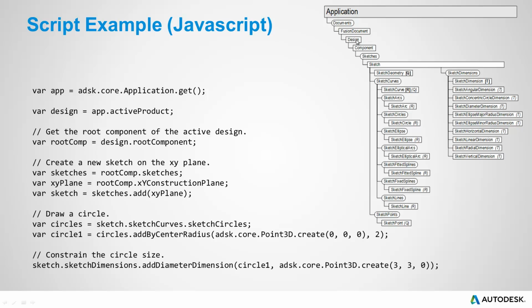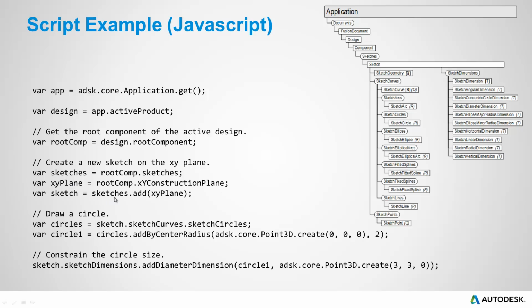Then in a design, the very top level node in the browser, there's always one top level node that's referred to as the root component. That's the top level component that owns everything else in that design. So the design has a property called root component, and that returns a component object. Then on that component, we call a sketches property, and that returns a sketches object. It also has an XY construction plane property that returns the construction plane that represents the XY plane. So now we have a variable referencing that.